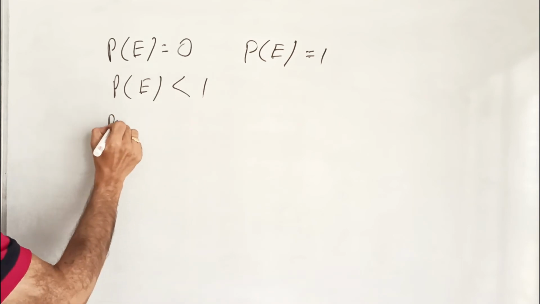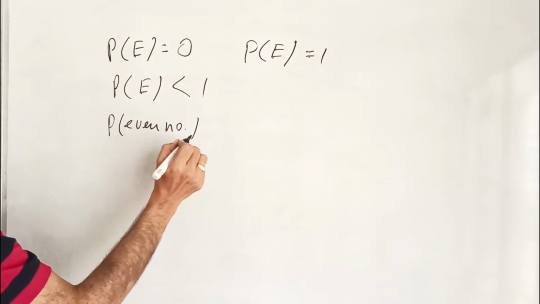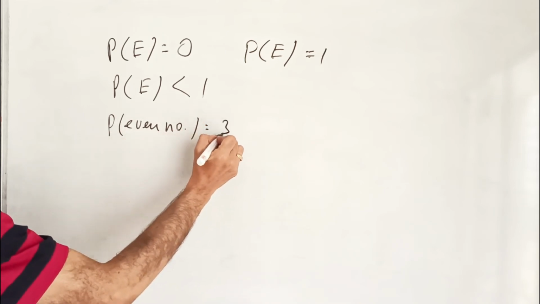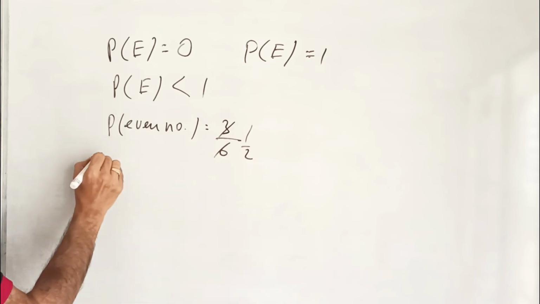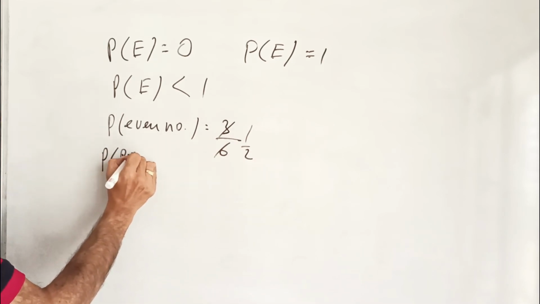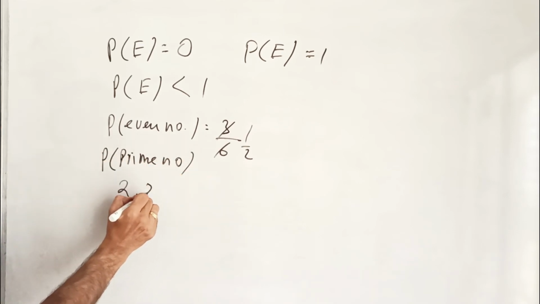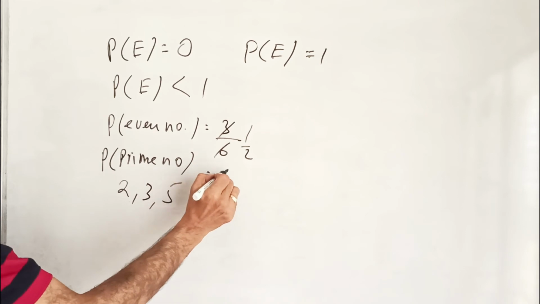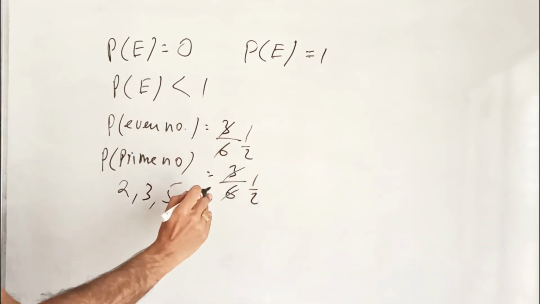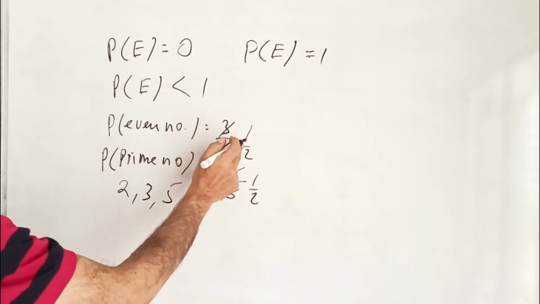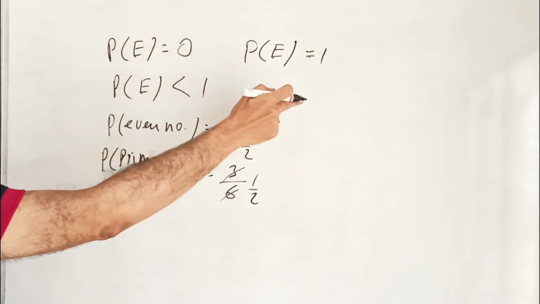For example, the probability of even number in throwing of a dice: even numbers are 3 upon 6, 1 by 2. Probability of the prime number in a dice: prime numbers are 2, 3, 5. So there are 3 prime numbers, 3 upon 6, again 1 by 2. So most of the cases the probability will be less than 1. Probability can be 0, can be equal to 1.